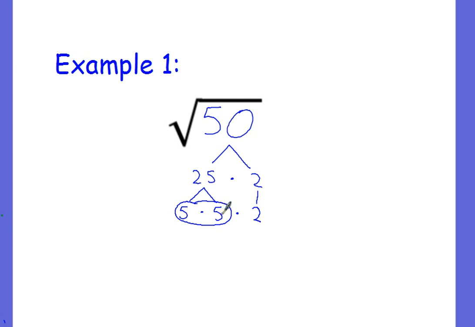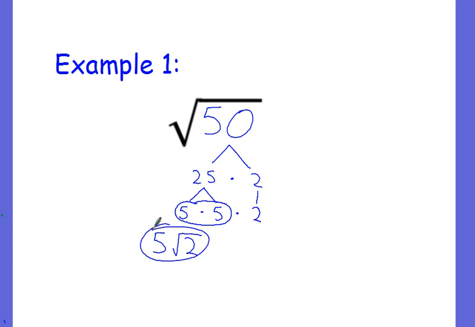We have a pair of 5s right here, so whenever you have a pair, circle them, and that just means that a single 5 can be factored out. So don't bring out two 5s. One pair represents one 5 that you can bring out. Now the ones that don't get paired up, like the 2 right here, are left in the radical. So this would simplify to 5 root 2.